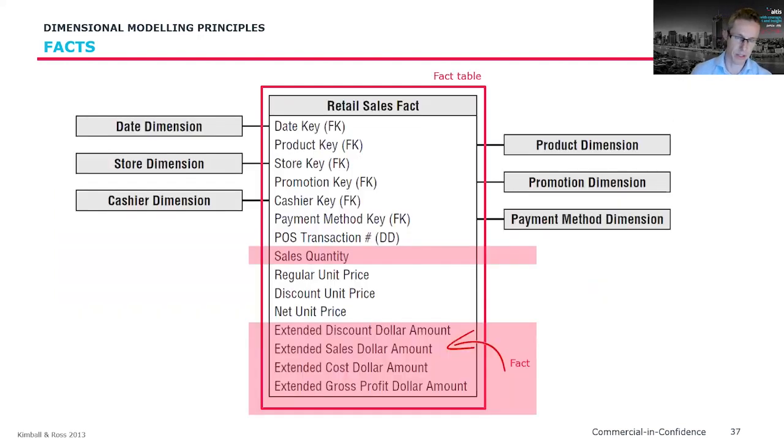Just another example here, a retail sales fact dimensional model. We can see all these numerical values. They are our facts.